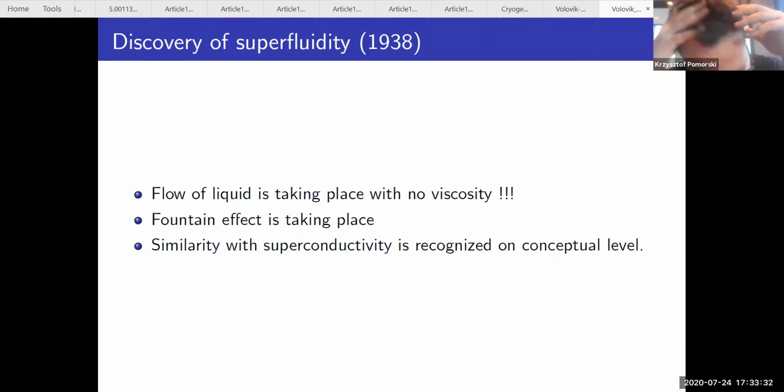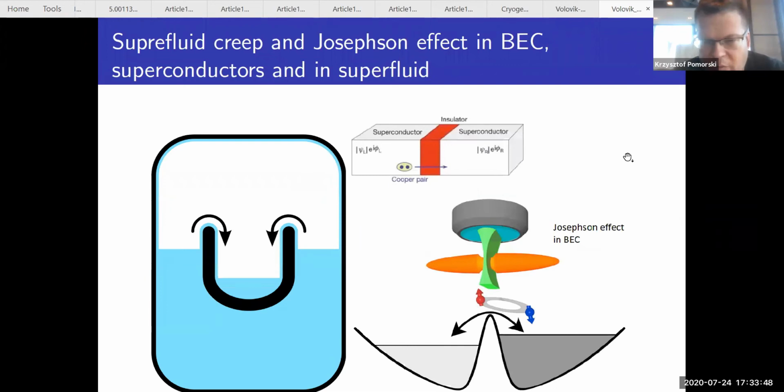At the same time, there is a maximum value of vector potential presence in a superconductor. If you exceed this value, you are basically destroying the superconducting state. All right. So what are the other nice features that can be observed in both types of systems?